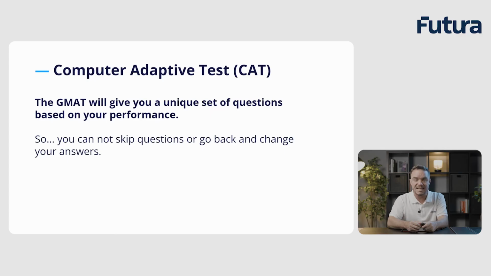Basically what happens is that if you start getting questions right, you'll get harder and harder questions. And if you start getting questions wrong, then you will get easier and easier questions. What this also means is that you can't skip questions and return to them later. So if you get to a question that is extremely difficult, you may decide just to randomly guess and save that time for later questions.